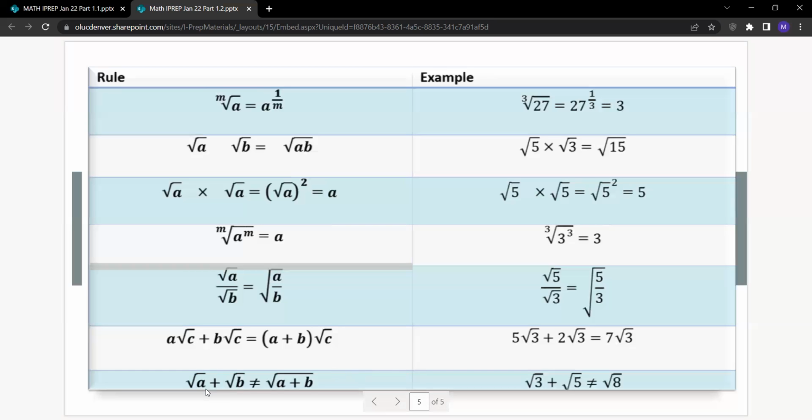All right, and in our last problem, we can see the square root of a plus the square root of b does not equal the square root of a plus b. So the square root of 3 plus the square root of 5 does not equal the square root of 8.